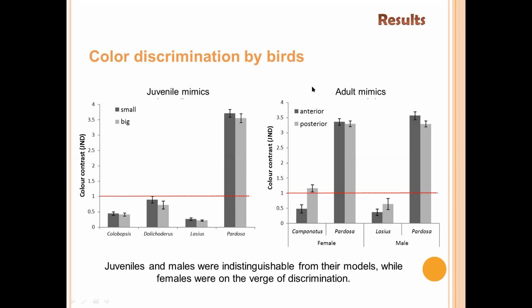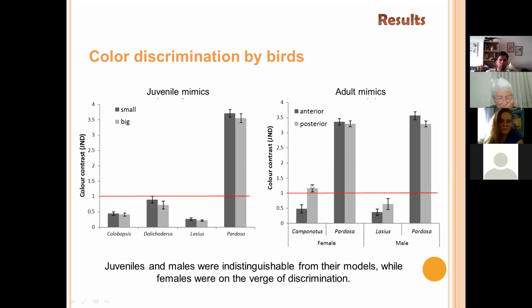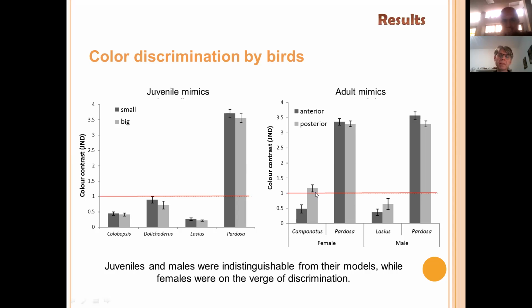And if we look at the adult mimics, where we separately assess the anterior and posterior body parts. When we look at the results for the males, we clearly see that the males are easily distinguished from the control spider by the birds, but not from the Lasius ants. And the results for the females are slightly different. The anterior part, that means prosoma, is not distinguishable from the ants. That means it has similar coloration. But the opisthosoma has slightly different coloration, though it's at the verge of significance, because the confidence intervals almost include the unity. So this clearly shows that the juveniles are actually, for the perception of birds, better mimics than the adults.